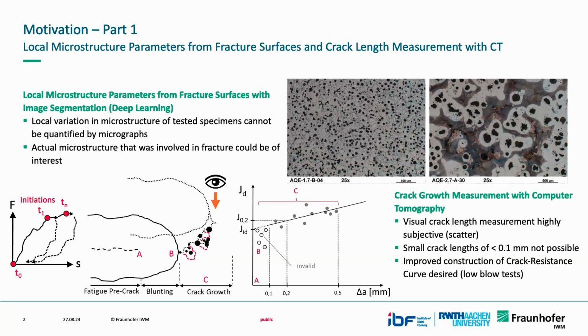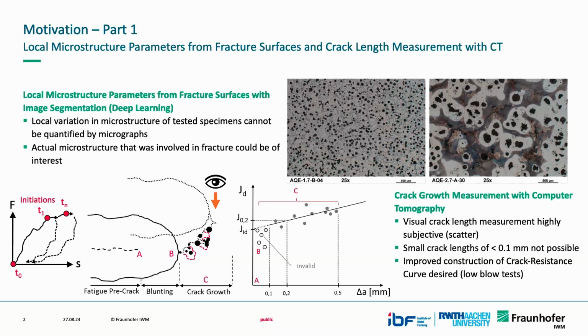And usually what you have to do is you have to break the specimen open, and then an expert looks at the fracture surface and then measures this out. And this is usually very, very subjective. There's a lot of scatter. It's hard to see. But also these very, very short cracks of about 100 micrometers in length are actually not able to be quantified by this methodology. And you can easily see that it's desirable to actually get data here to get the J1V value here.